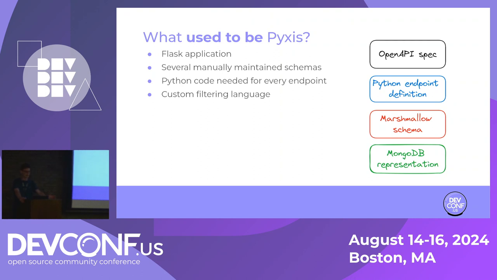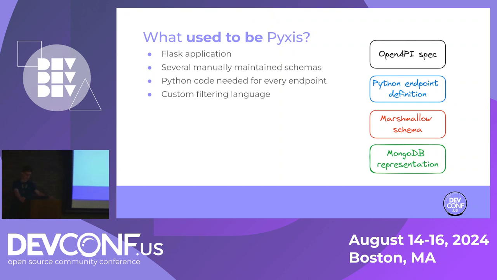Pyxis used to be a small Flask application with several manually maintained schemas. If you wanted to add a new endpoint, you had to modify all of those. That would be modifying an OpenAPI spec, adding a Python callback, and then writing a Marshmallow schema. For those of you unfamiliar with Marshmallow, it's a Python library for serialization and deserialization of data. And finally, you have to ensure that the data is stored in the database in the correct representation.